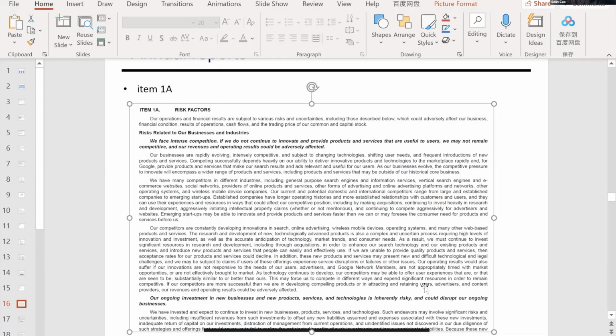Okay, they go on to explain why that is. This is a risk. This is called operational risk. Let's look at the second one. Our ongoing investment in new businesses, products, and services is risky, and we could disrupt our ongoing business. So this is also operational risk. So you can divide the risks into different types.